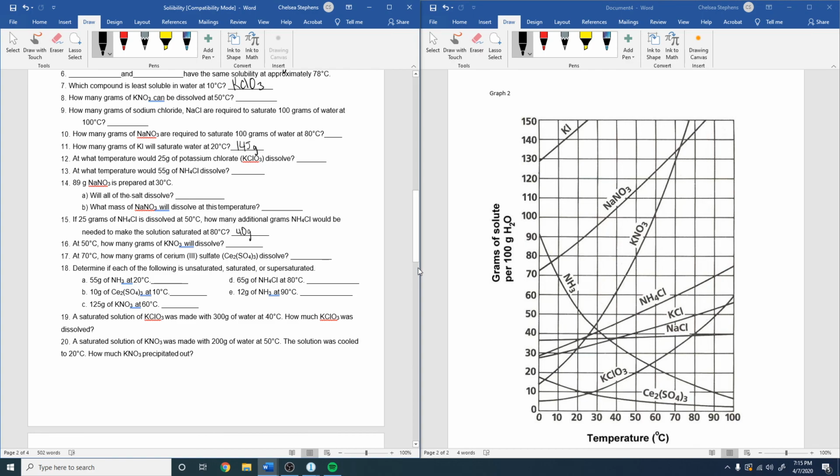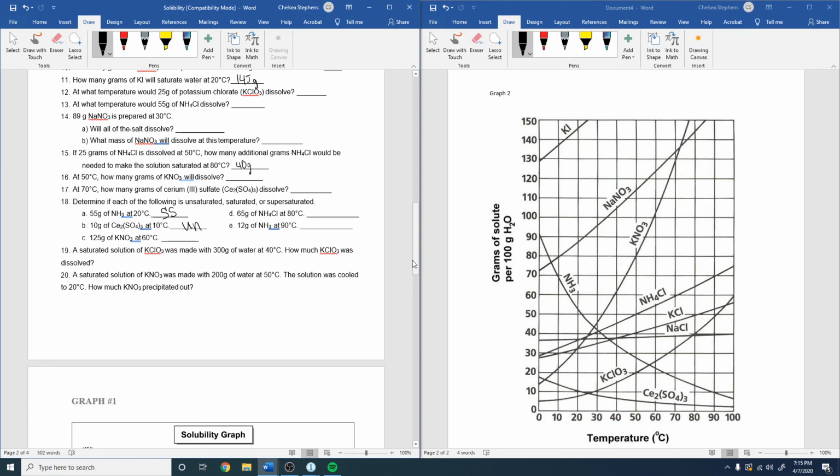Okie dokie. Supersaturated. Okay. You can just write on it. Okay, let's see. 55 grams NH3 at 20 degrees Celsius. So here's NH3. We're at 20 degrees. Boom. It can hold about 53. So I would say it is supersaturated. 10 grams of selenium sulfate at 10 degrees. Selenium sulfate, 10 degrees. Look, here we go. Under the line means unsaturated. On the line means saturated. Above, supersaturated. Okay?